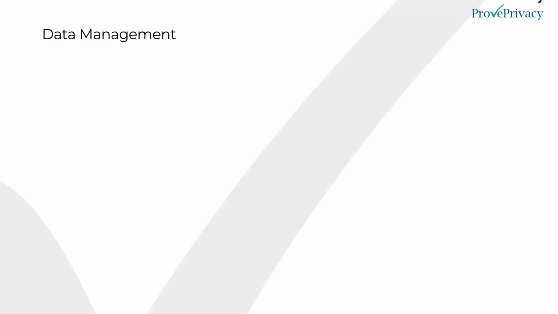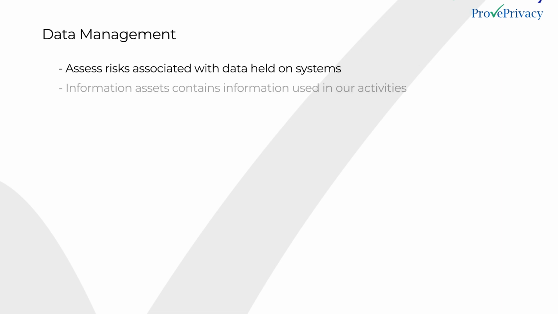As part of our activity assessment, we need to understand how data associated with the activity is used in order to identify if there are any risks. ProvePrivacy collects information relating to each of the assets used for the processing of data. We call these information assets. An information asset is an item which contains information used by the organization as part of your data processing activities.